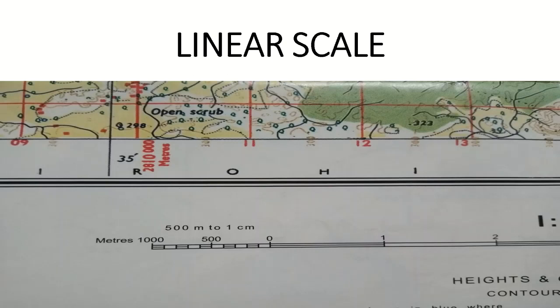Now the next one is known as the linear scale, in which there is a line marked. There are two lines drawn. The lower one will show in centimeters, the upper one will show in meters. So here it is showing 500 meters is equal to 1 centimeter. That means half a kilometer is equal to 1 centimeter. So 1 kilometer will be equal to how many centimeters? 2 centimeters. So 2 centimeters of the map will represent 1 kilometer. This should be clear to you.